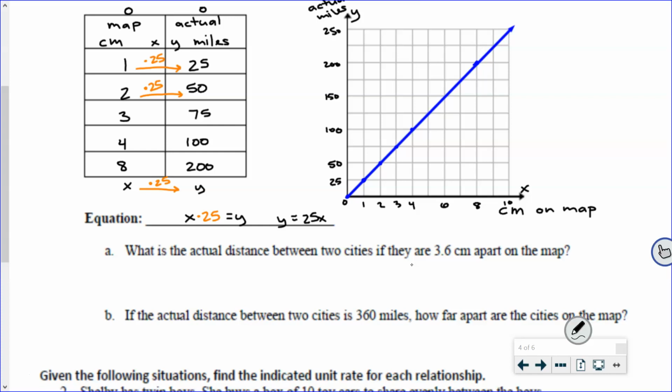Now that voices are finally off, I'll ask that question again. Hopefully everyone will be able to hear it this time. How do I use our representations to answer this question? If they're 3.6 centimeters apart on the map, how far are they for the actual distance? Get me started, Gavin R.